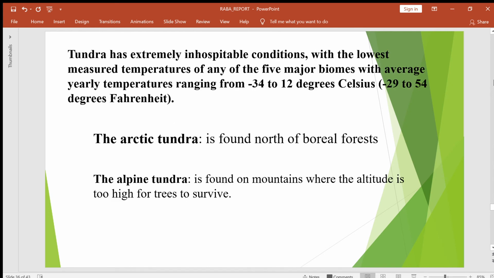Lastly, tundra has extremely inhospitable conditions, with the lowest measured temperatures of any of the five major biomes, with average yearly temperatures ranging from -34 to 12 degrees Celsius. The Arctic tundra is found north of boreal forests, while the alpine tundra is found on mountains where the altitude is too high for trees to survive.